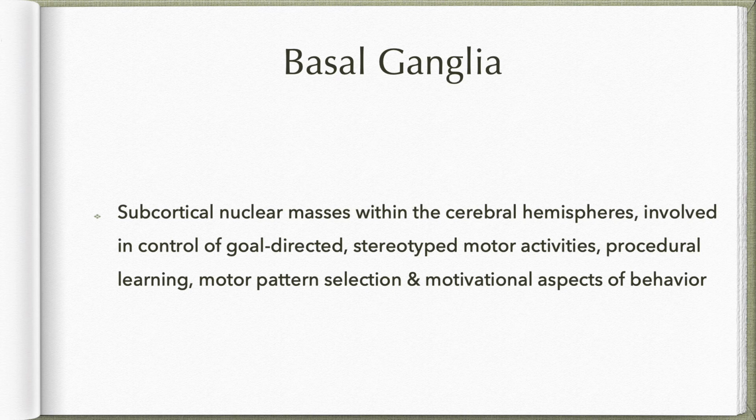By definition, basal ganglia are the subcortical nuclear masses found within the cerebral hemispheres, involved in control of goal-directed stereotyped motor activities. They are also involved in procedural learning, motor pattern selection, motivational aspects of behavior, and motor expression of emotions. Let us first find out what are the components of basal ganglia or basal nuclei.